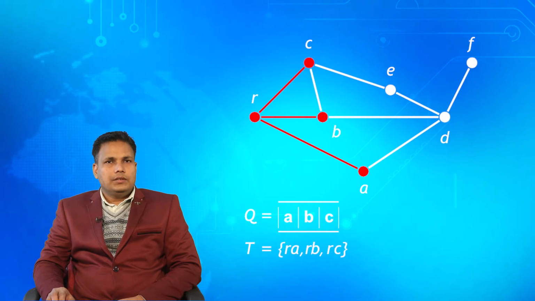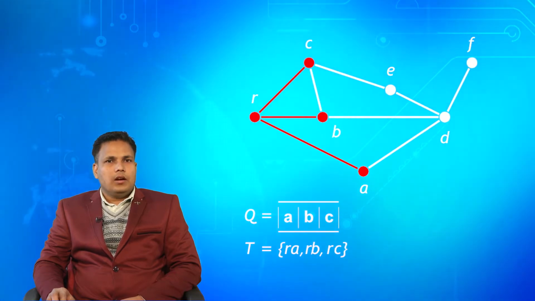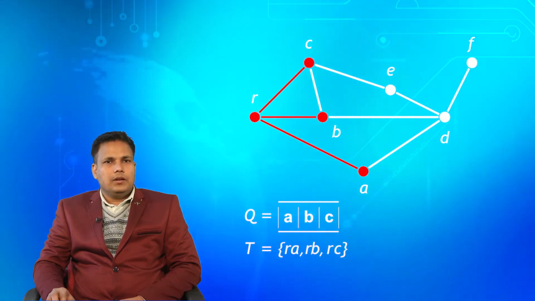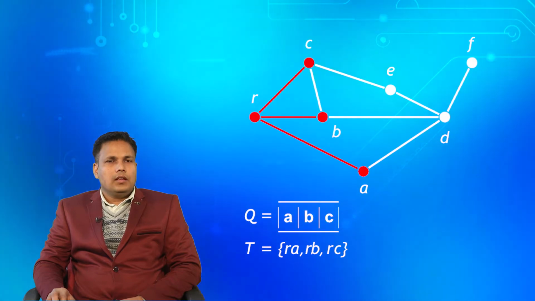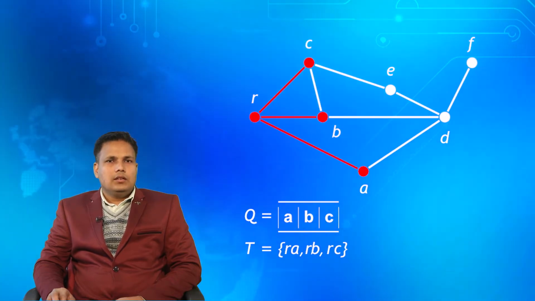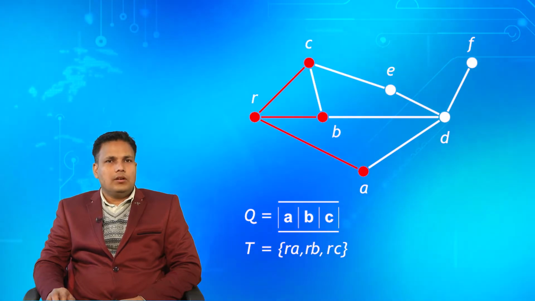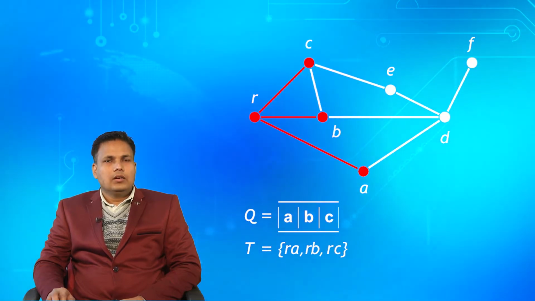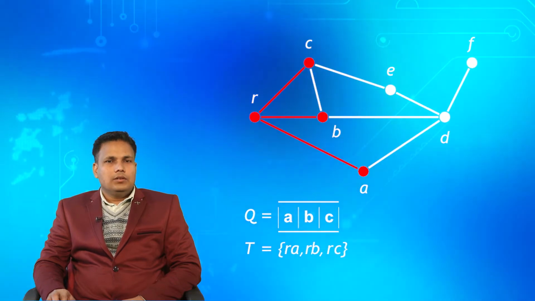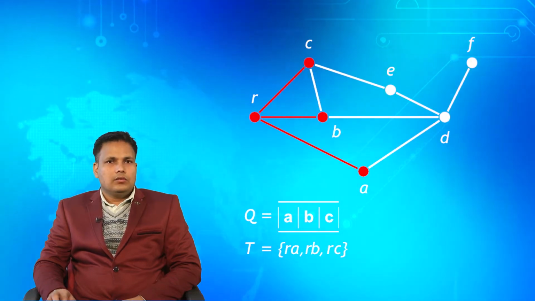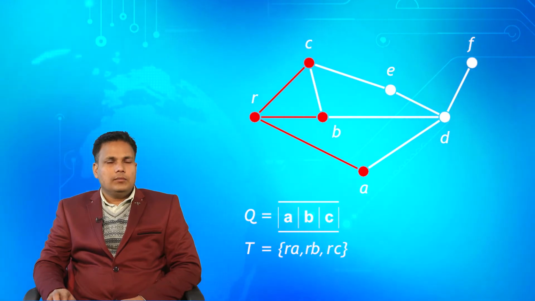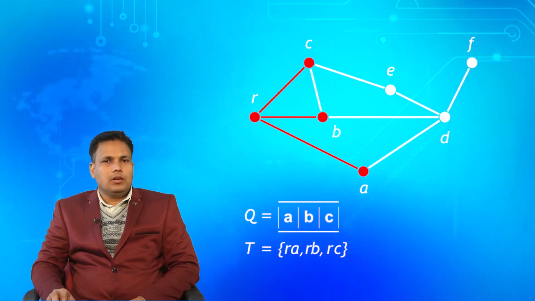So we visit C, and then C is marked as visited. C is appended to Q and the edge R C is added to T. So all the 3 neighbors of R are visited. Now we just look at whether Q is empty or not. So clearly Q has 3 elements A, B and C. So Q is not empty.